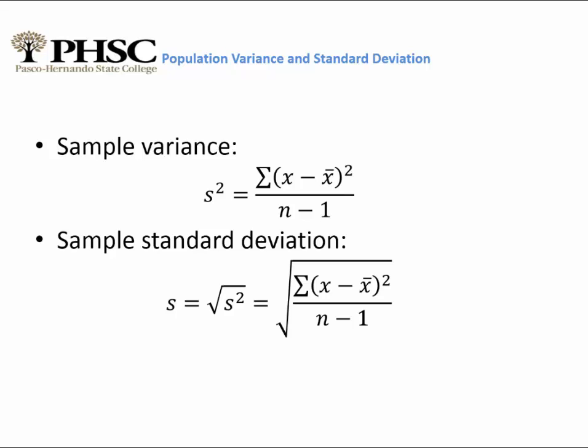For the sample, we divide by n minus 1. The reason is because it's overstated, if you will, and so the n minus 1 compensates for that overestimation. It's also known as degrees of freedom, but it's outside the scope of this course.